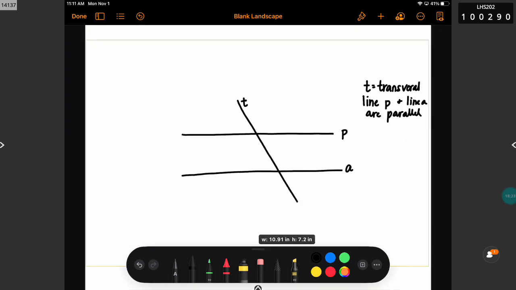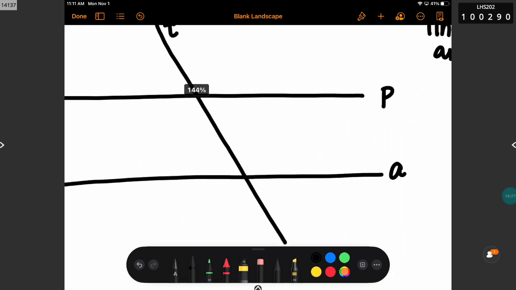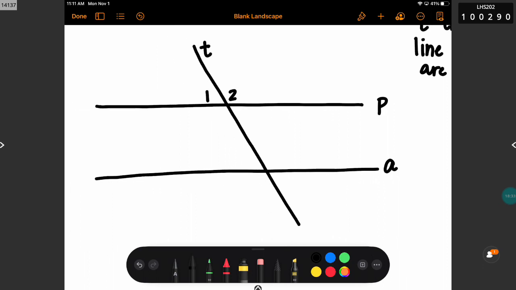Now I'm going to label this angle 1, this angle 2. Underneath 1, I'm going to label angle 3. Under 2, I'm going to label angle 4. This is going to be angle 5. Next to 5 is going to be 6. Underneath 5 is going to be 7, and underneath 6 is going to be 8. Okay?